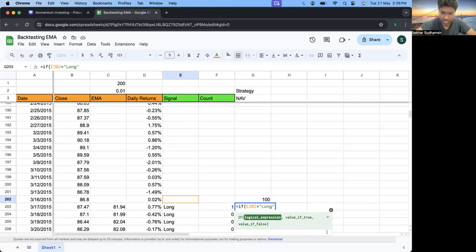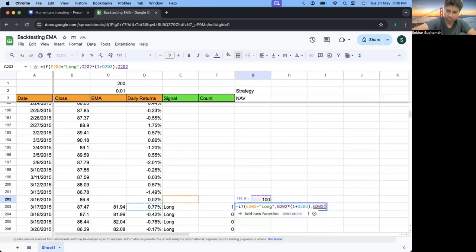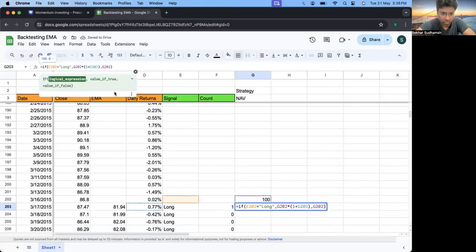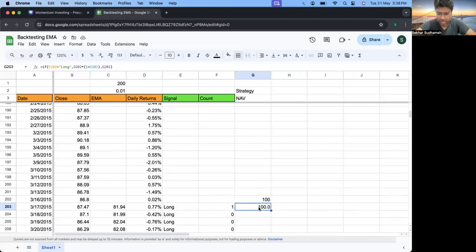If yesterday's signal was long, then I'm going to buy the stock. If yesterday's signal is not long, then I'm going to carry forward yesterday's money. So if you notice, this is the formula: equal to if E202 equal to long. So yesterday there was no signal. Since there was no signal of long, the amount of money that I'm carrying forward today is the same as yesterday's. Let's see what happens the next day.